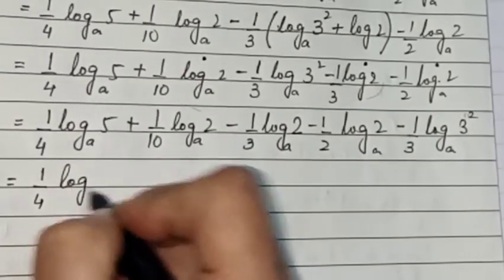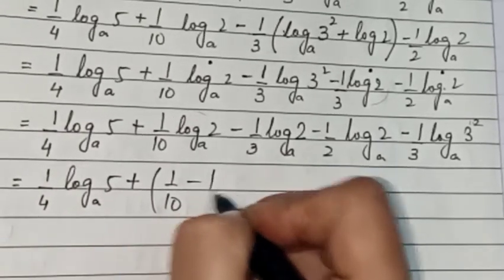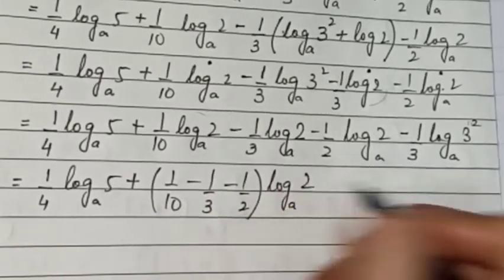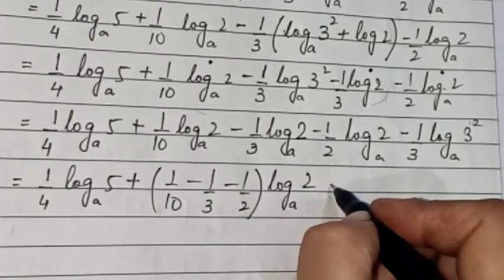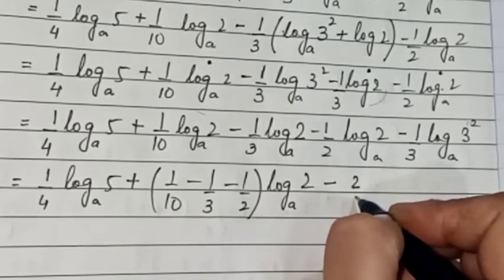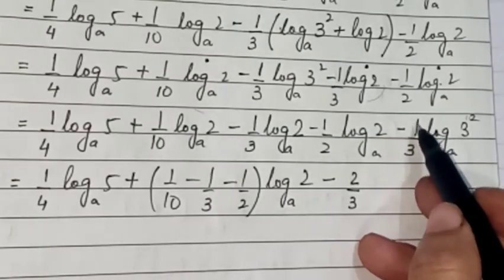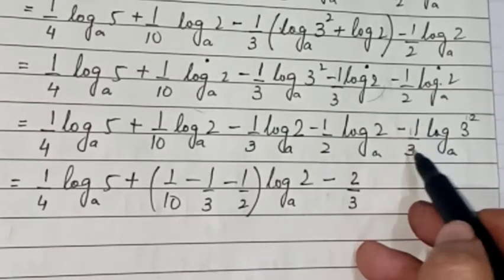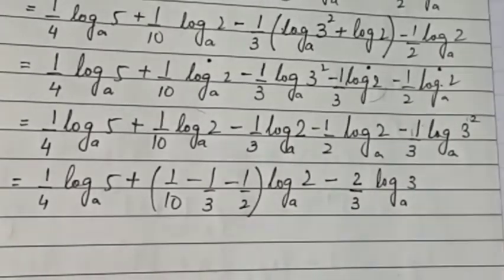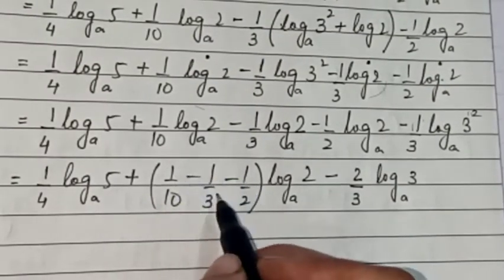We have to apply the third law of logarithm here because it has a power. So plus 1 upon 10 minus 1 upon 3 minus 1 upon 2, and log of 2 is taken as common, and I am applying the third law according to which 2 will come in the beginning. So it will be 2 upon 3. 2 will be multiplied with this 1 upon 3, and the answer will be 2 upon 3, and log of 3 will remain here.